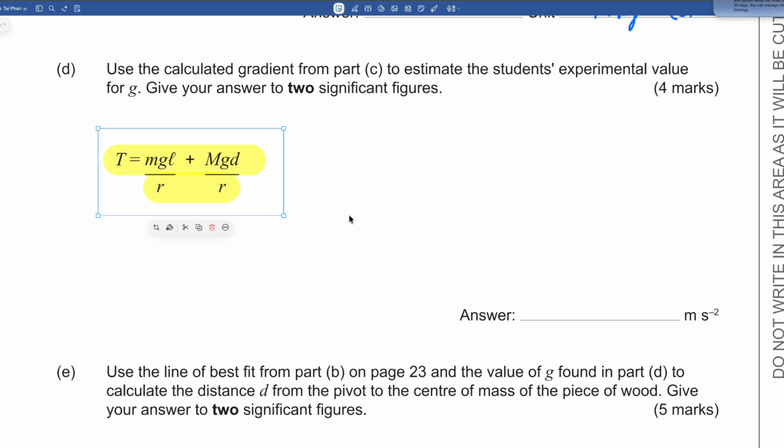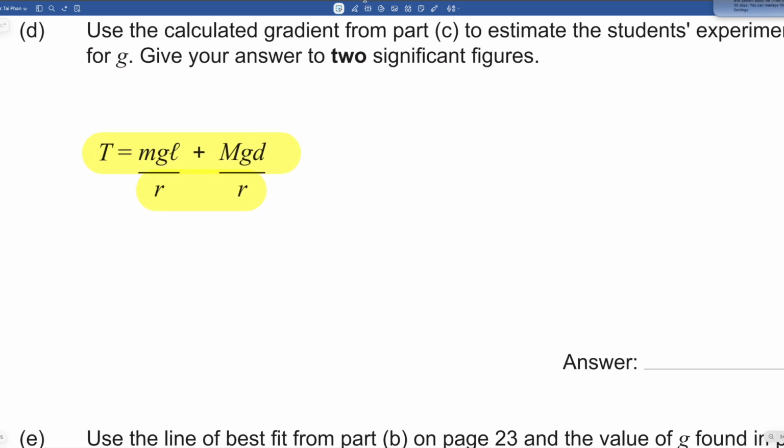Okay. Now we need to calculate the gravitational acceleration g. From this equation, we can see that g is in the gradient. Because the mass m is the independent variable, let me put the m behind, and other things, gL over R, in the front, and then the second term, we see the dependent variable T, the tension. M here is the independent variable on the x-axis.